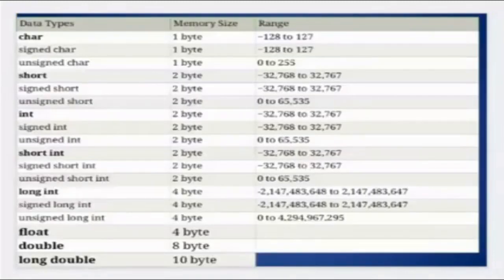In this slide, the range of the data types is given, and the memory needed to store the data is also given in this table. The character data type takes 1 byte of memory, and the range is from -128 to +127. There are two types of characters: signed character and unsigned character. Similarly, we have short integer, long integer, float, double and long double. The memory size and the range are specified in this table.